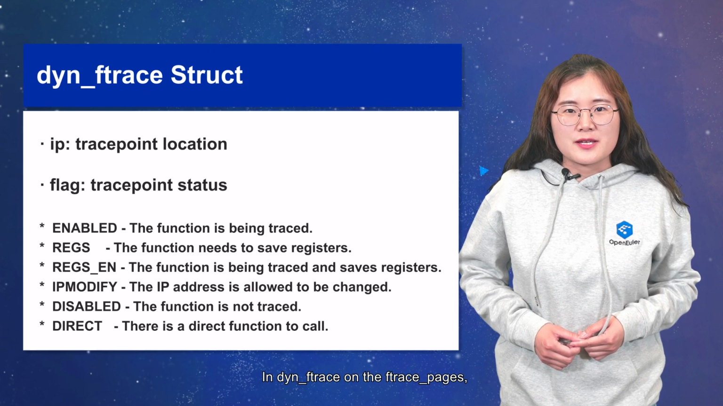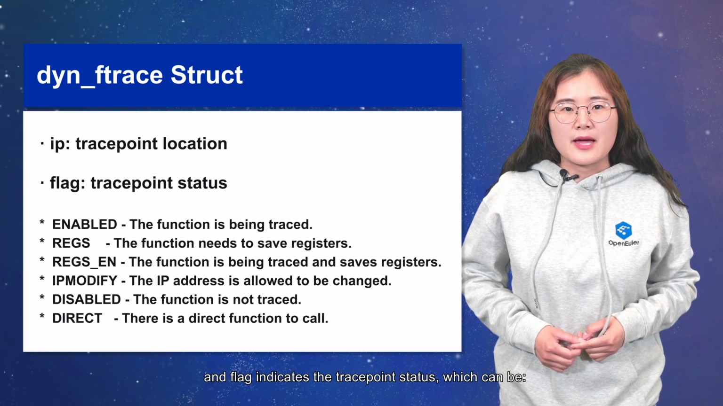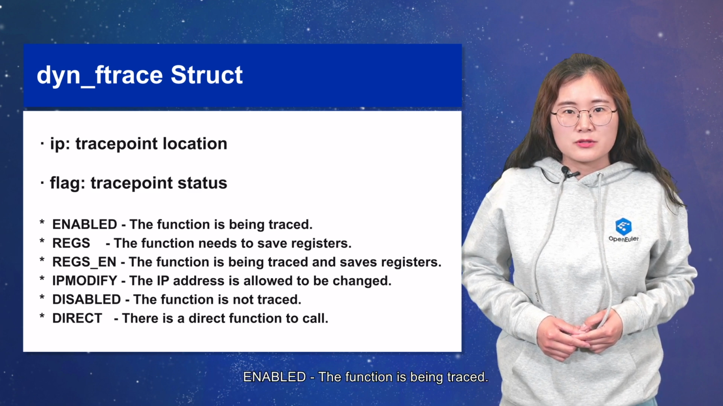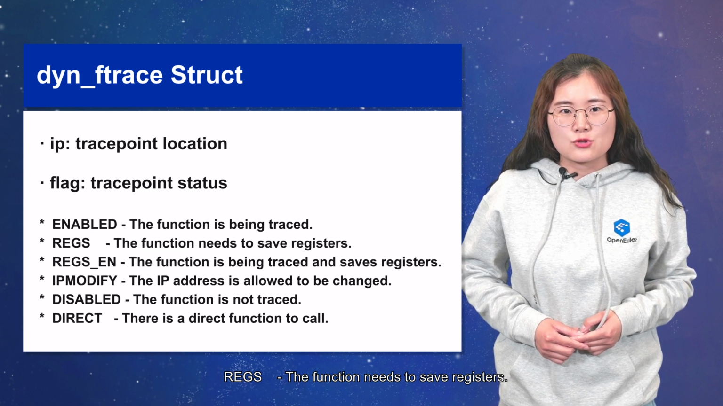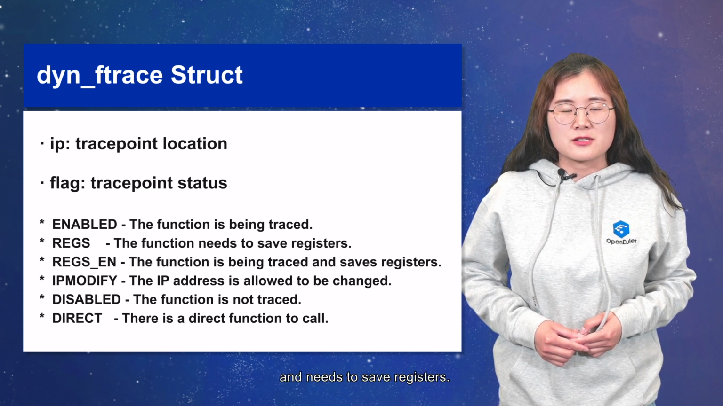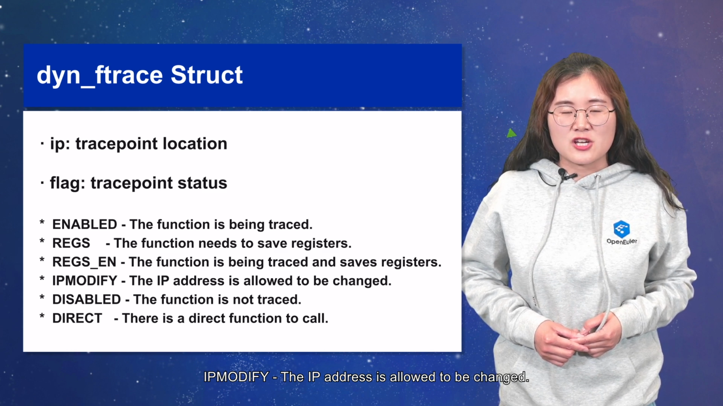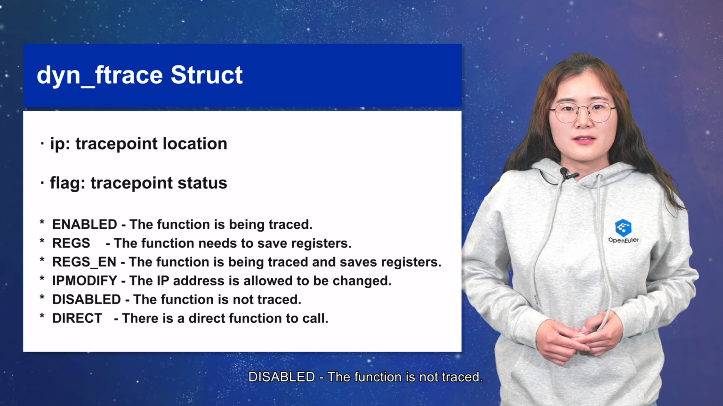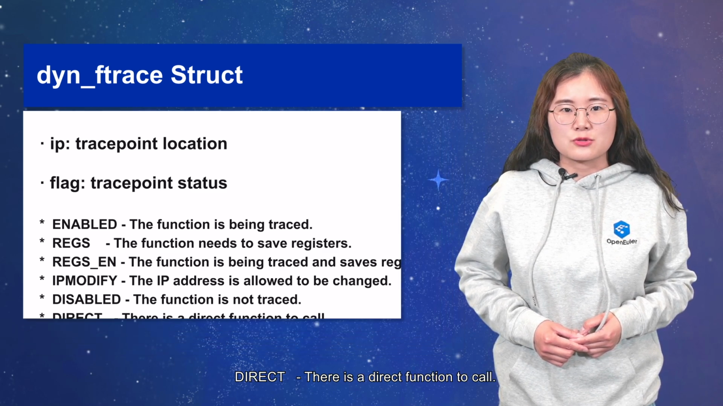In dynamic ftrace on the ftrace pages, IP indicates the trace point location and flag indicates the trace point status. Enabled: the function is being traced. Register: the function needs to save registers. Register enable: the function is being traced and needs to save registers. IP modify: the IP address is allowed to be changed. Disabled: the function is not traced. Direct: there is a direct function to call.